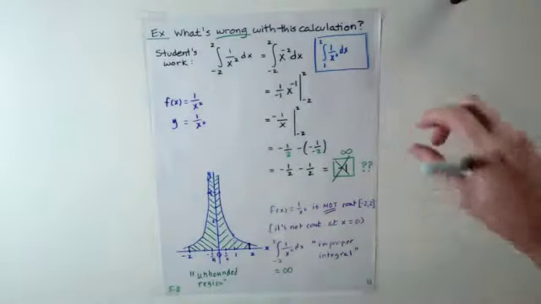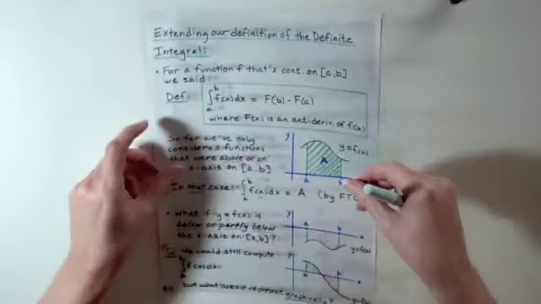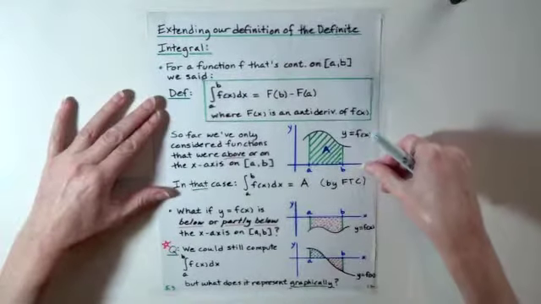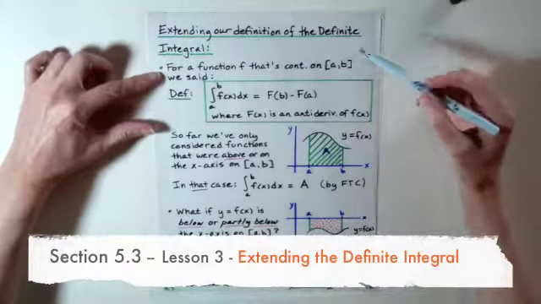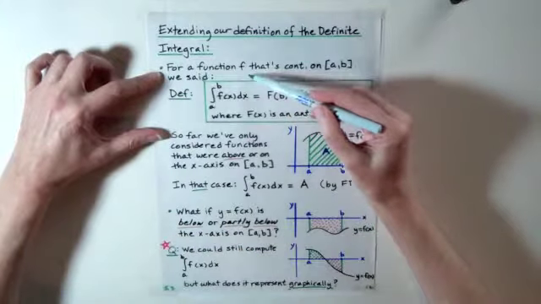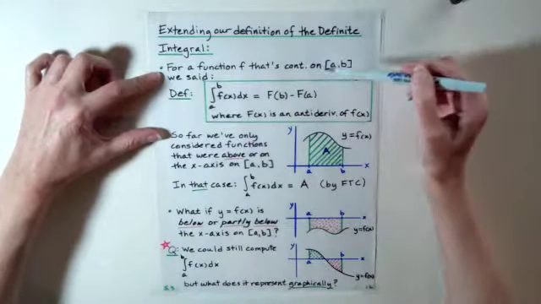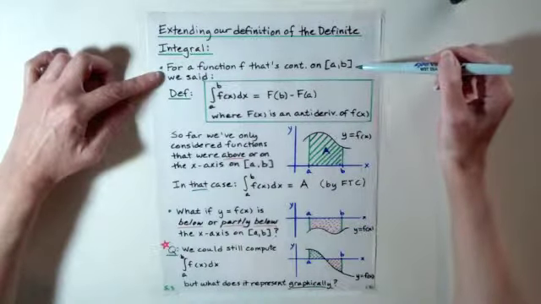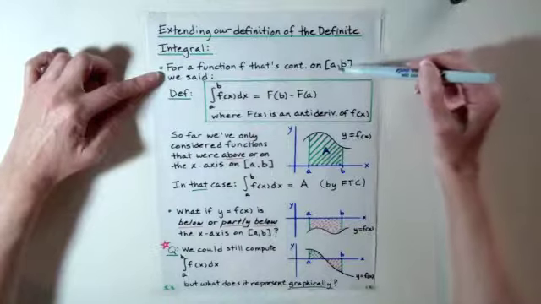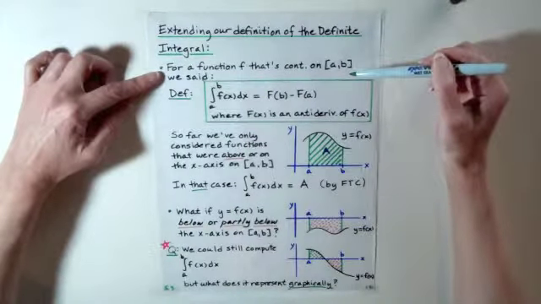Okay, let's go ahead and look at the next page. And what we'll be doing for the rest of this section is expanding our idea of the definite integral. So we are going to continue to assume that we have a function little f that is continuous on the interval from a to b. And we saw in the previous example how important it is for our function to be continuous on the interval that we're going to integrate over.